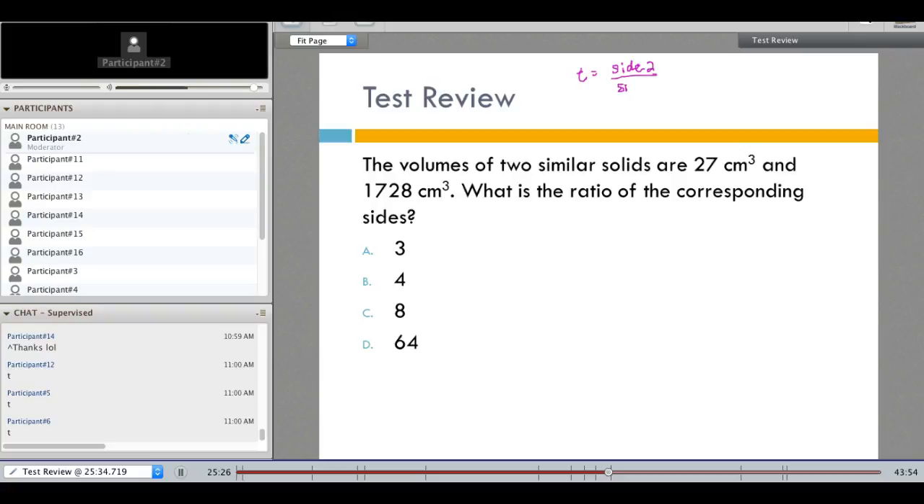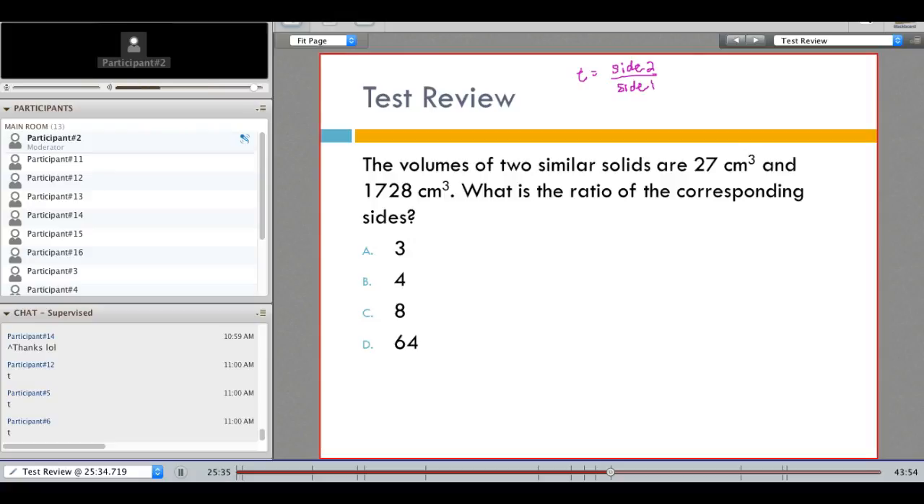Yay, Sarah's got it. You're the first one to put an answer in there, Sarah. Nice job. Let's see. So far, Sarah's the only one that has it.